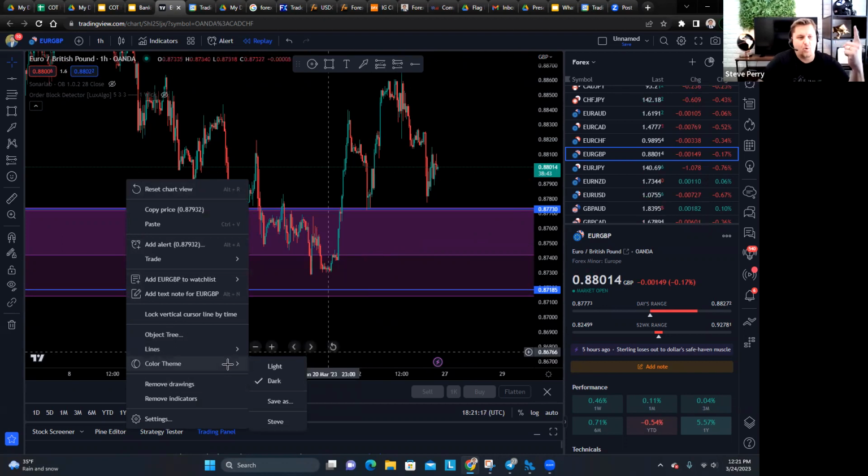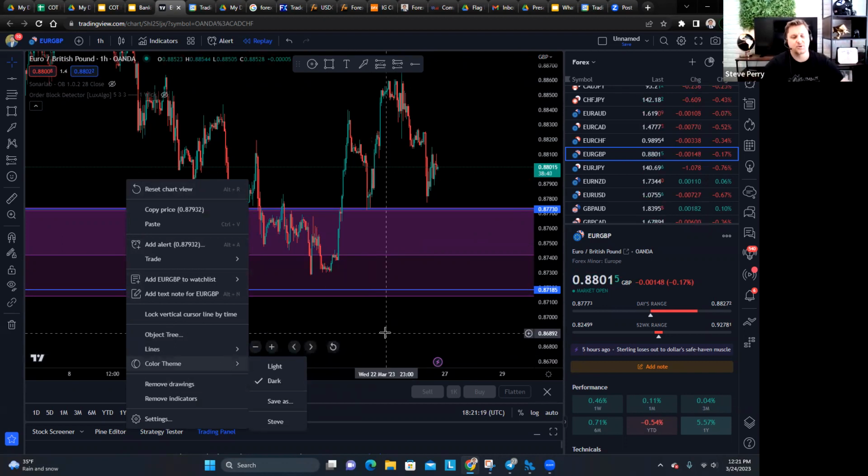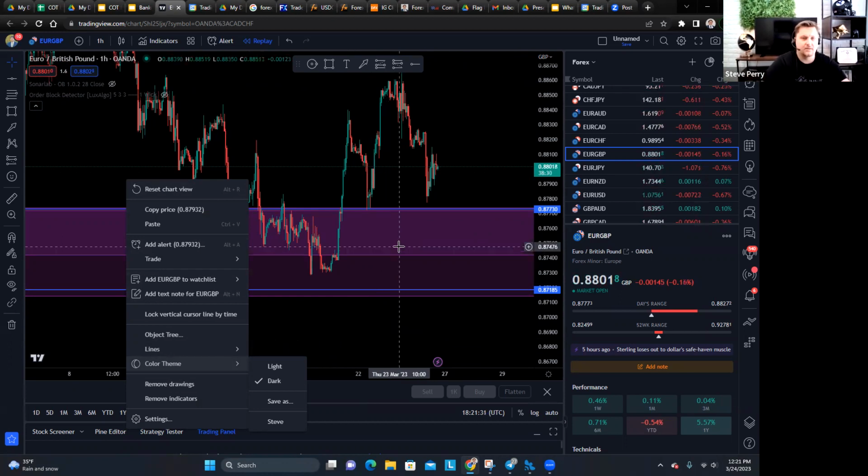So the steps are this. Step one, what's step one? Identify where structure is in the first place. That's actually not too hard. Most of you can do that. Just pull up a naked chart, just you and the candlesticks. That's it. Just you and the candlesticks, baby. That's it. Nothing else.